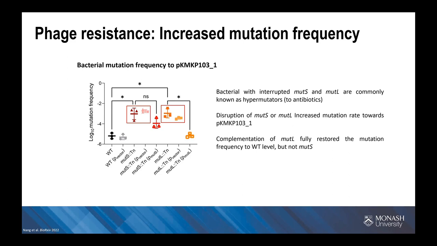While the complementation of MUL fully restored the mutation frequency to the wild type level, we did not see the same level of restoration with our MUS complementation. And there are several potential explanations behind this. One is that it is likely that the expression level of MUS from the vector was insufficient, but this requires further investigation.